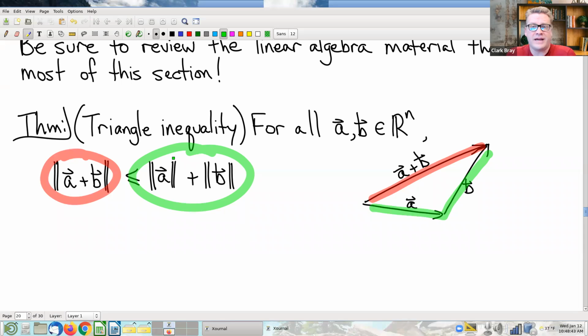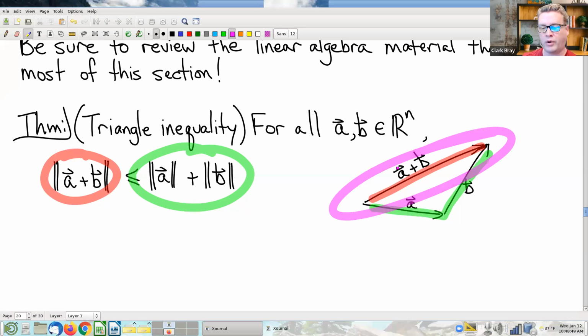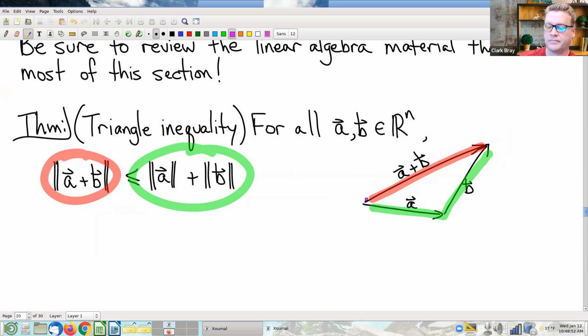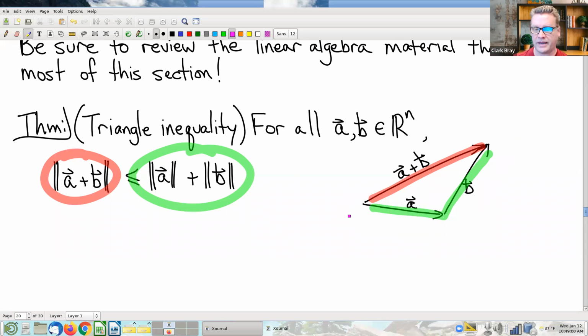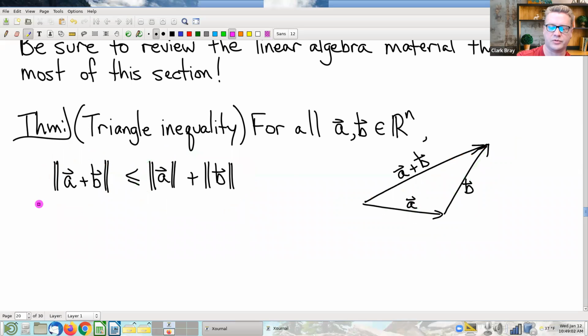It's just geometrically, you might say it as, the direct path between two points can't be longer than an indirect path between those exact same two points. So I think it's very geometrically satisfying. And as a statement about vector algebra, it looks like this.